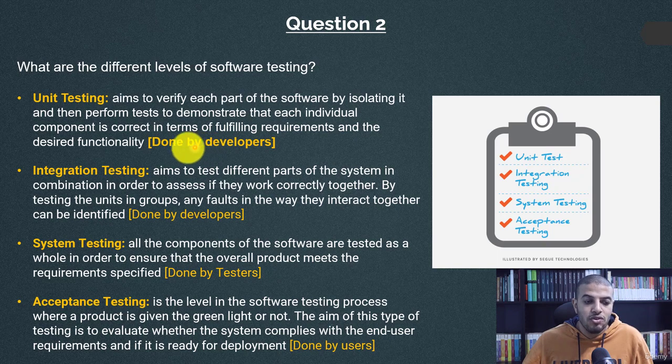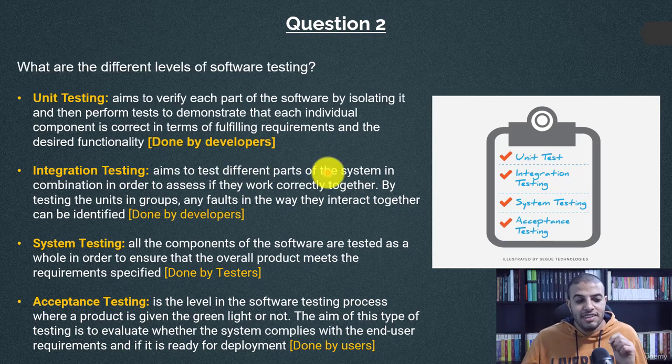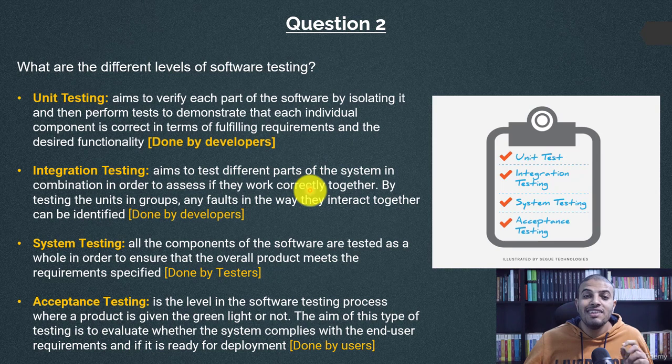Then we have our units. We begin to perform integration testing between those units or components. So here we test the different parts of the system in combination in order to assess if they work correctly together. So we have two components, we test the interface and the connection between those two components. By testing the units in groups, any faults in the way they interact together can be identified. Mostly also, component integration testing is done by developers.